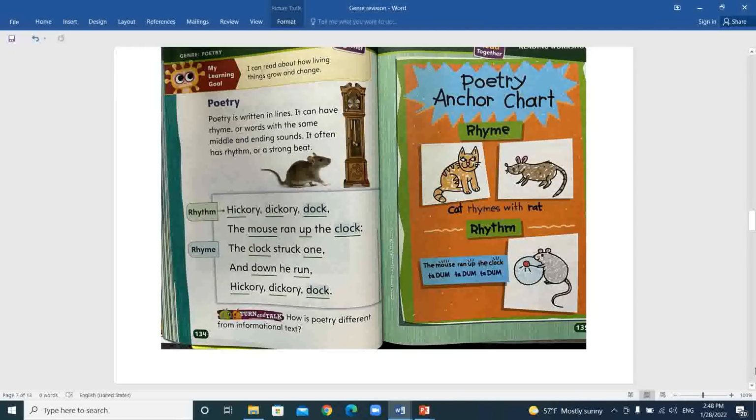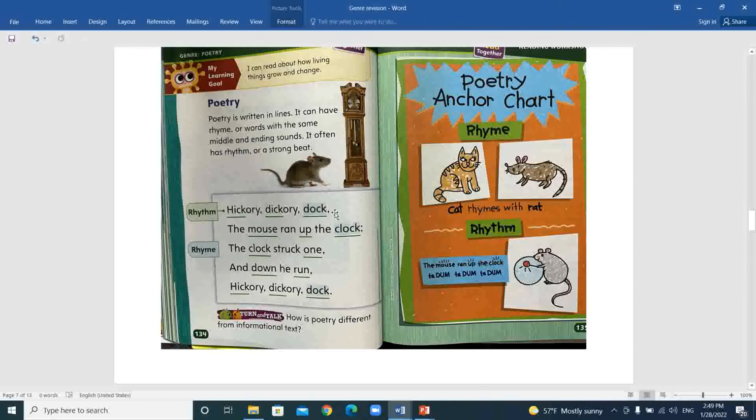All right. We also took another genre called poetry. Okay? Poetry is different from a story. It is not written in paragraphs. A paragraph is a group of sentences. No, poetry is written in lines. Okay? And you usually have rhyming words. Rhyming words are usually found at the end of the line.